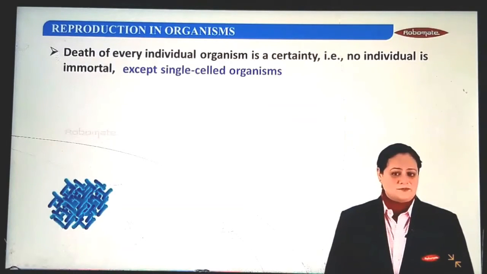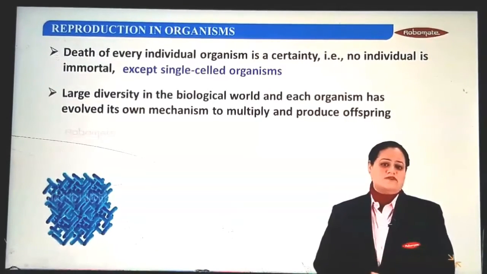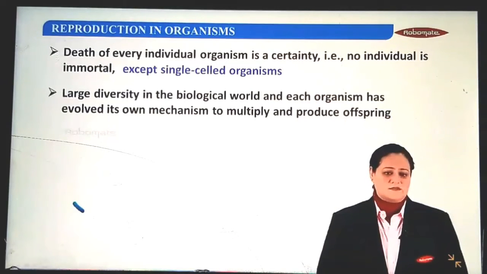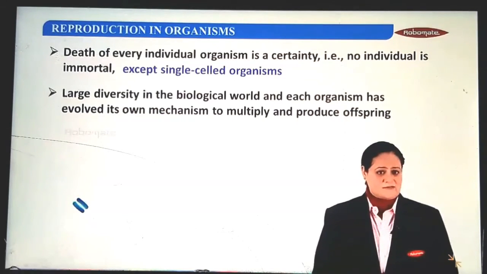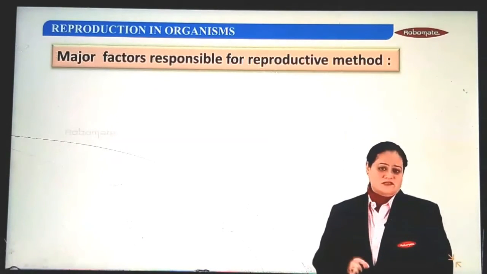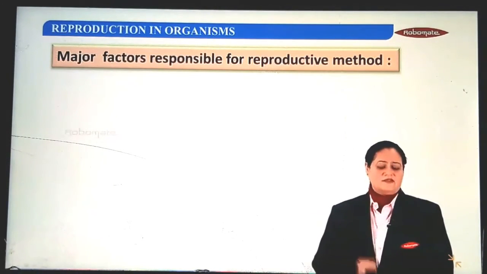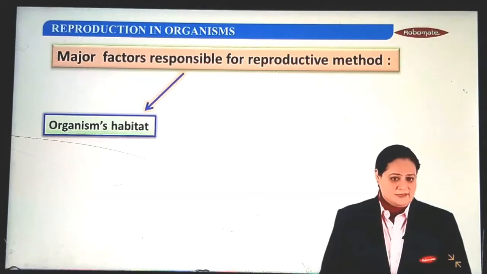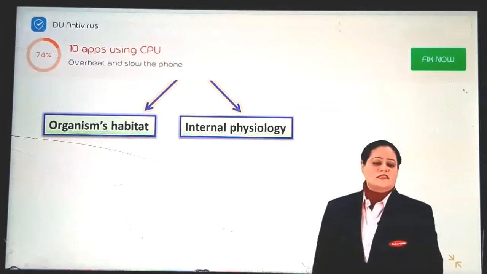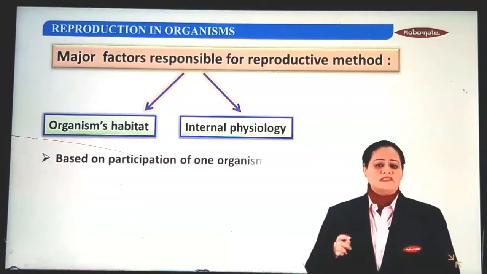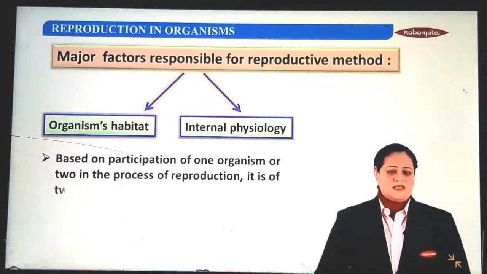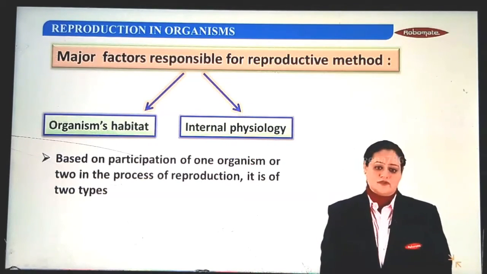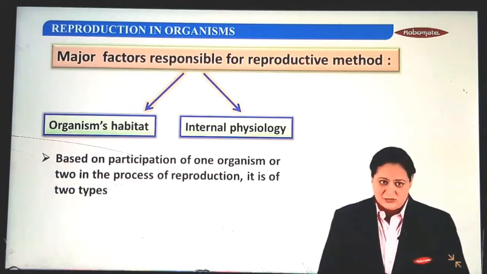The large diversity of the biological world, and each organism has evolved its own mechanism to multiply and produce offsprings. The major factors responsible for the reproductive method, there are two of these factors. The first one is the organism's habitat and the second is the internal physiology. Based on the participation of one organism or two organisms in the process of reproduction, it is further of two types which we discuss in the next module.